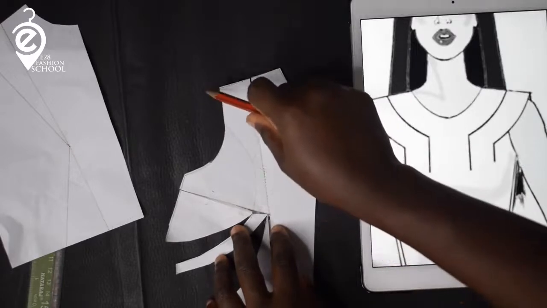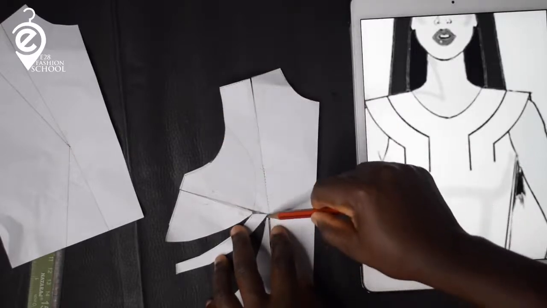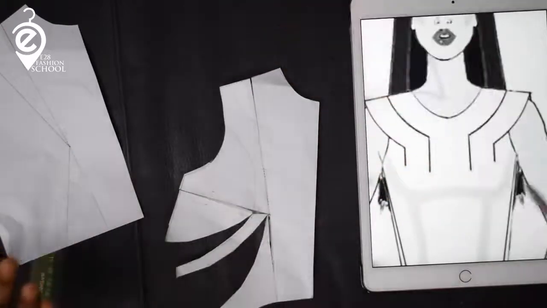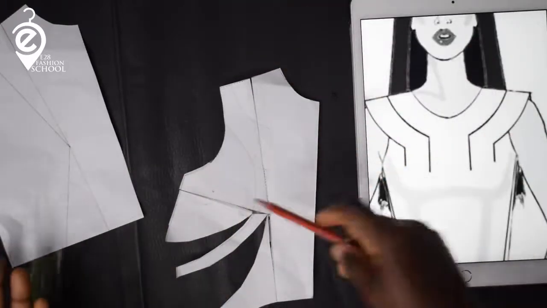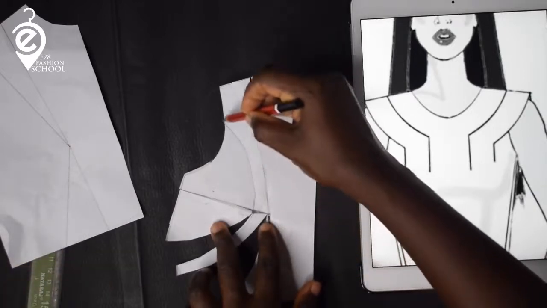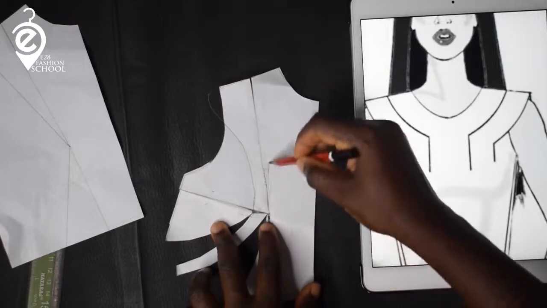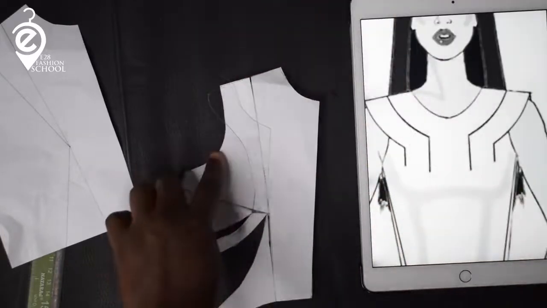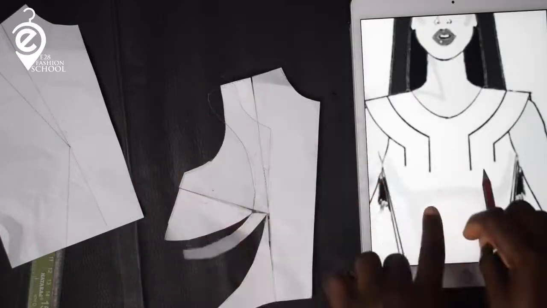You need to add a paper here, and then this one will go up and come like this. Okay, so that will make it parallel. I don't know if you can see what I just drew. Let me just make a rough job to show you how it will look. So this is what we have. This will give you this design.